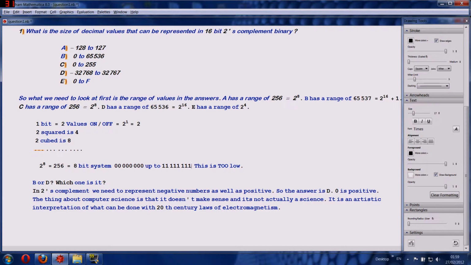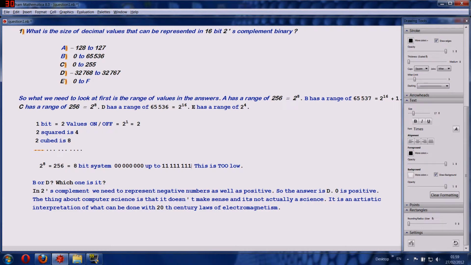Okay, so we whipped out E, we whipped out A, we whipped out C, so we are left with B or D. Which one is it? In two's complement, we need to represent negative numbers as well as positive, so the answer is D.